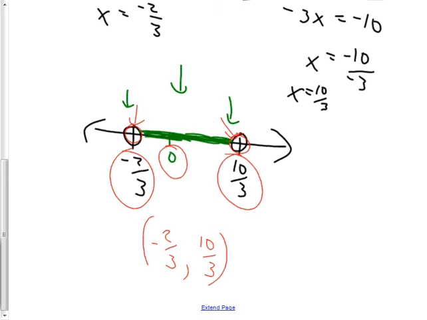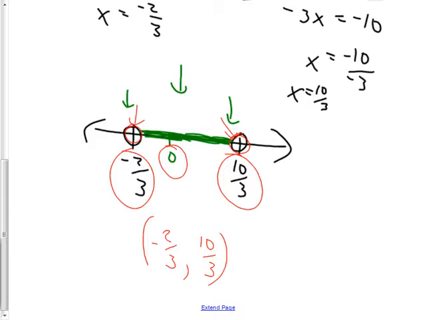That's why we taught you that in the first day of school. It was a kind of an easy concept, and we're going to use it a lot during this part of the unit. So the final answer is the interval between negative 2/3 and 10/3 works. And negative 2/3 doesn't work. That's why there's a parenthesis around it. And positive 10/3 does not work. That's why there's parentheses around it.